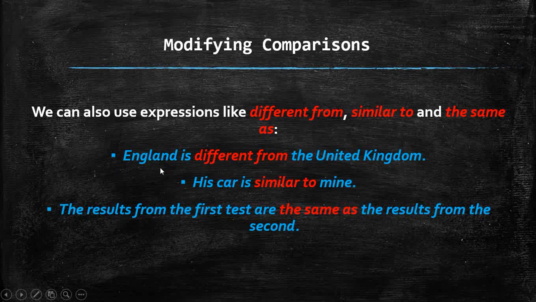In this first sentence, England is different from, this phrase is used to show difference between England and the United Kingdom. In the second one, his car is similar to mine. We use similar to show similarity, or that they are similar, both cars. And in the third one, the results from the first test are the same as the results from the second. This phrase, the same as, is used to show that they are the same thing. They are equal, the results, between the first test and the second.